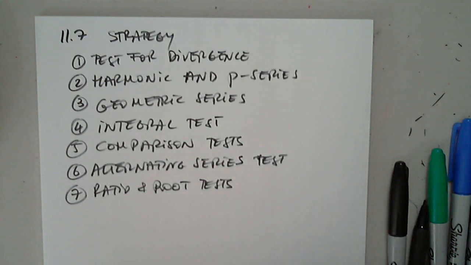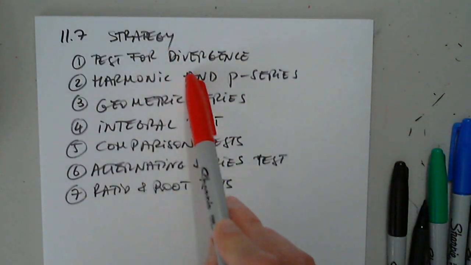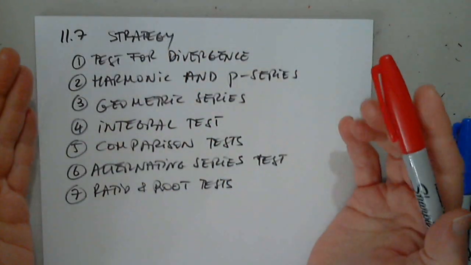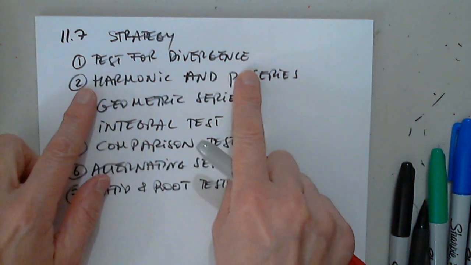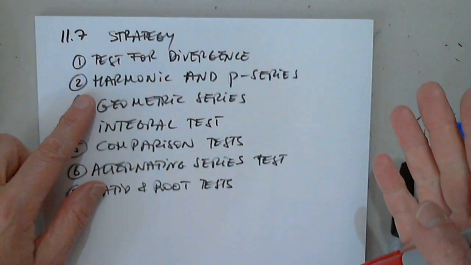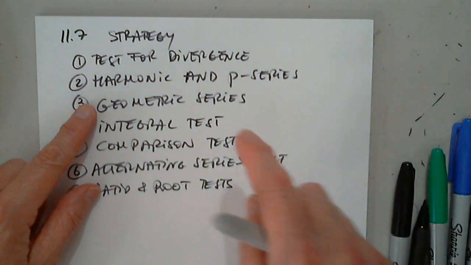Hello again. Now we have all those tests together. We're going to think about the strategy for testing series. We should always remember the test for divergence when the limit of a sub n is not zero.